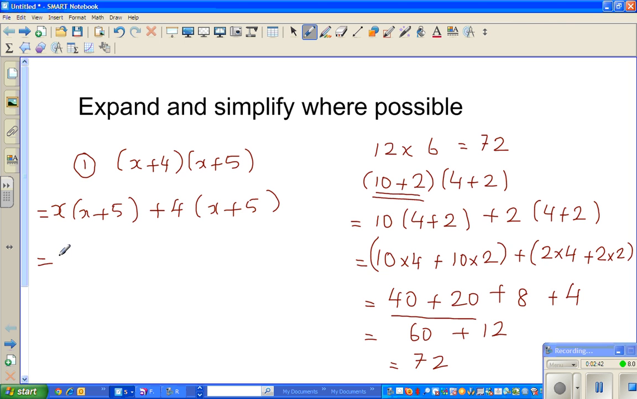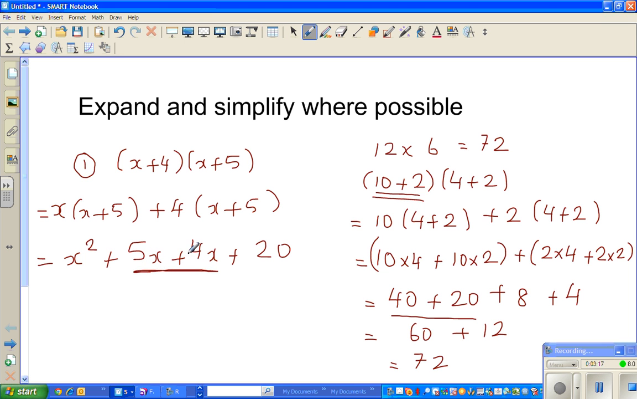So I know x times x is x squared. Excuse me. And x times 5 is 5x. Now 4 times x is 4x. And 4 times 5 is 20. Now the only difference here between these two is we can add all the numbers. Here you can't add all the numbers because they are unlike terms. You can't add x squared and 20. Okay, but you can add these two because they're like terms.